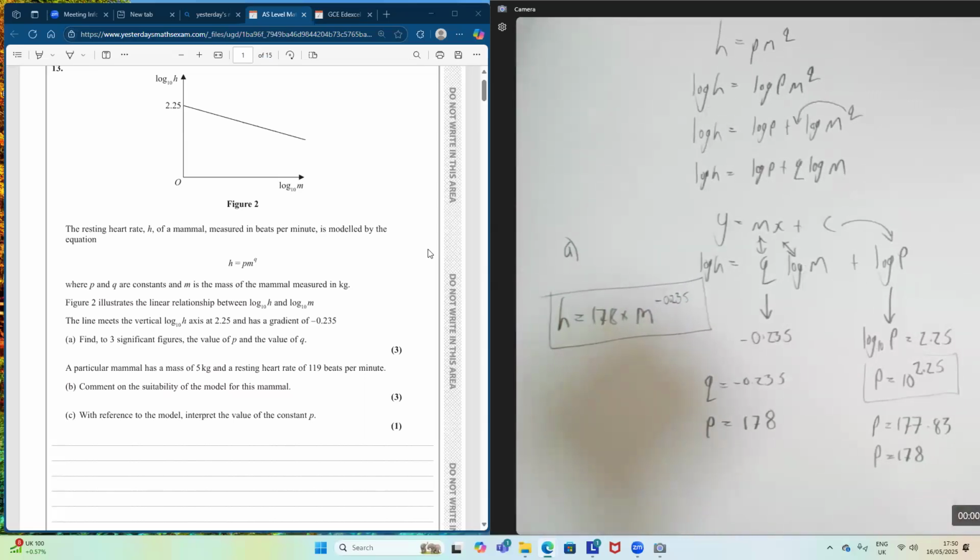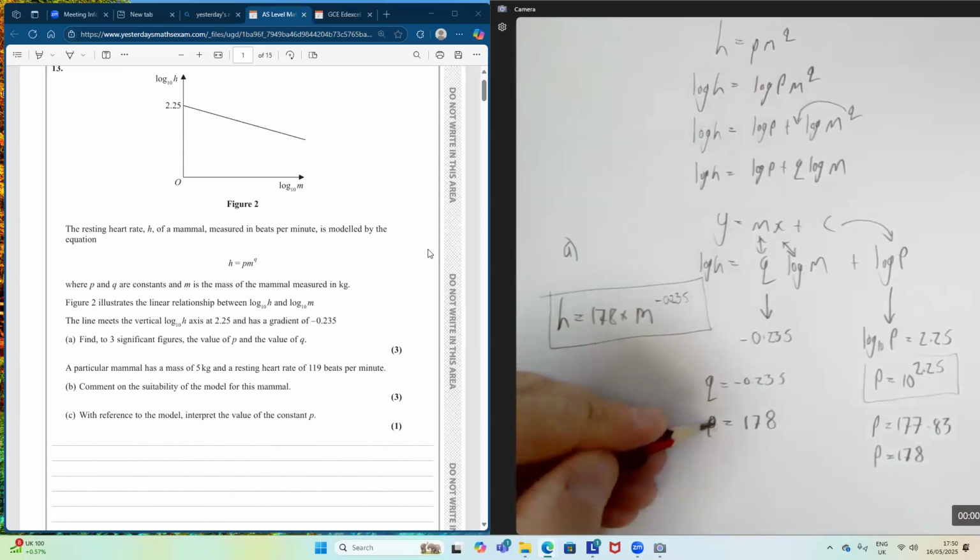Okay, so just to review the steps, we took logs, we rearranged it into the form y equals mx plus c. We then compared that with the information that we were given. And as a result of doing that, we were able to find out what our P and our Q were. That's fine. So that's 3 marks done for part A.